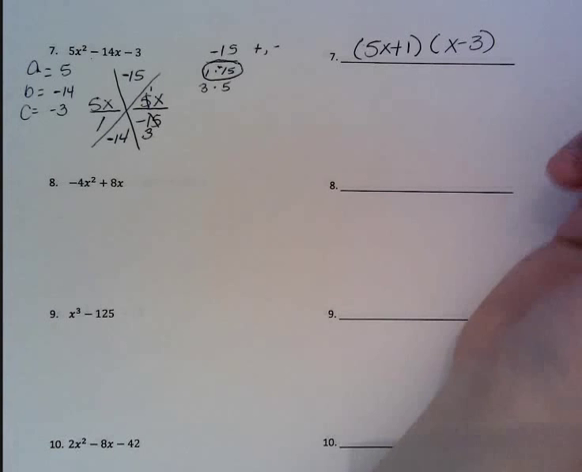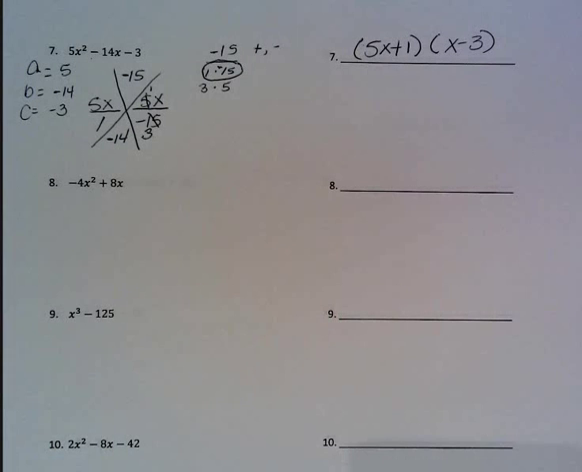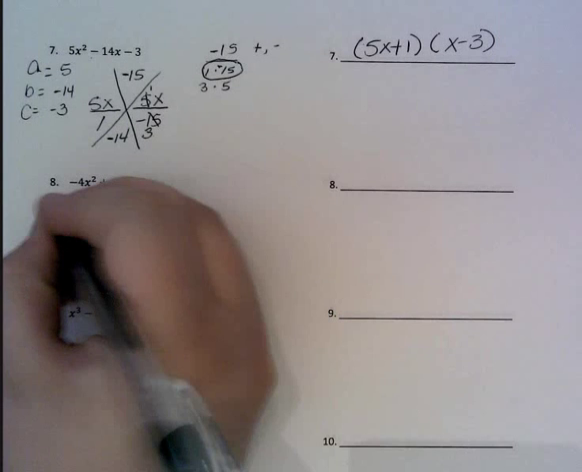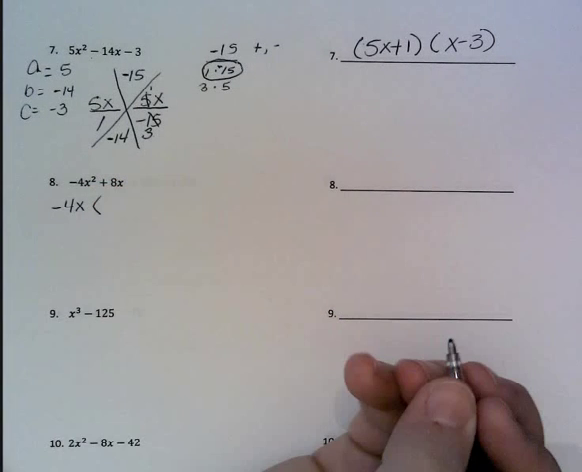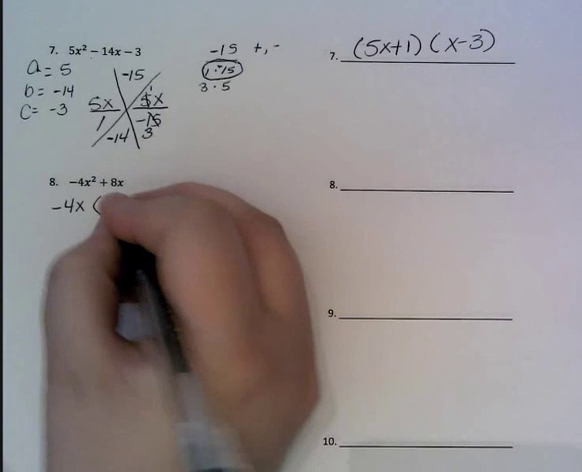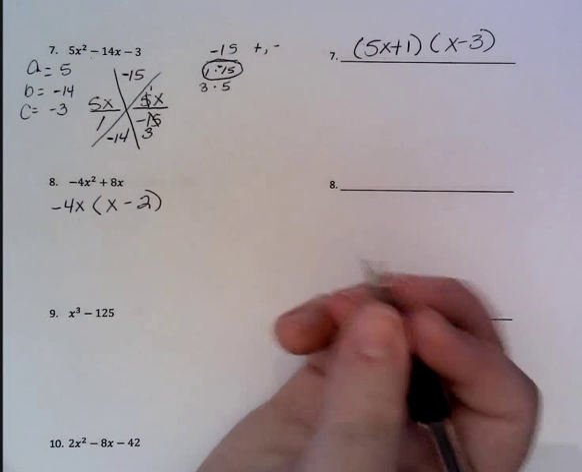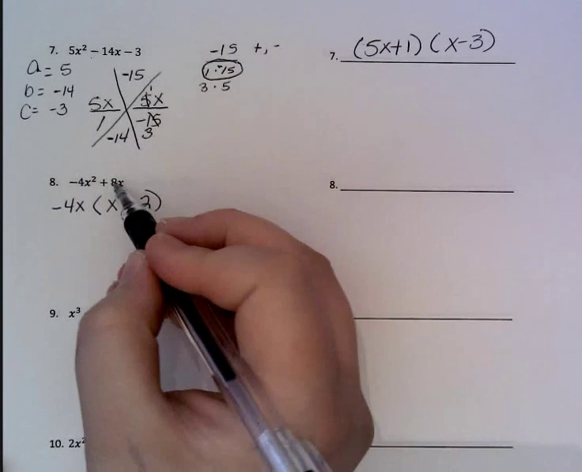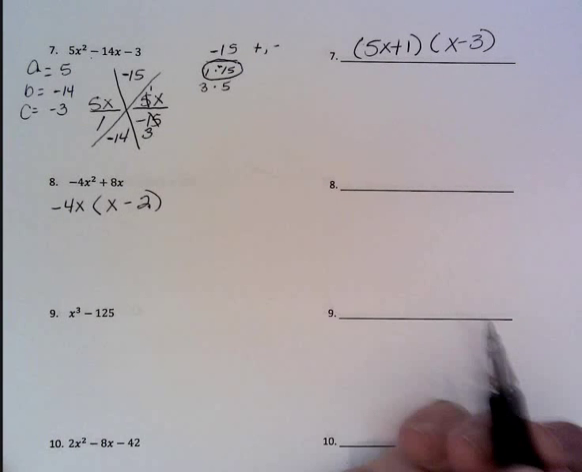Number 8, step 1 is to factor out the greatest common factor. So we have to look and see what do these terms have in common. They have a -4x in common. Remember, you have to take out a -4 because you can't have that first term to be negative. So I'm going to take out a -4x, which leaves me with x minus 2. The reason it's x minus 2 is because 8 divided by -4 is a -2.